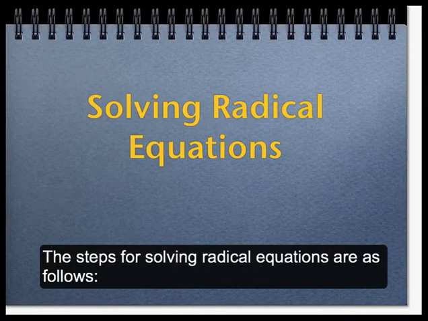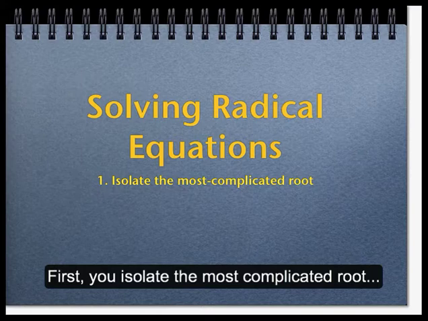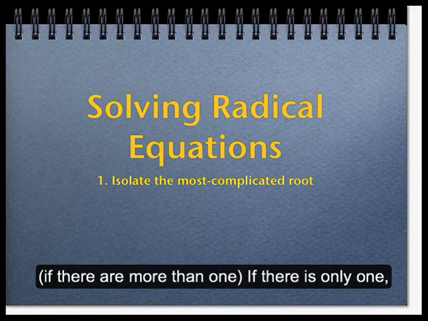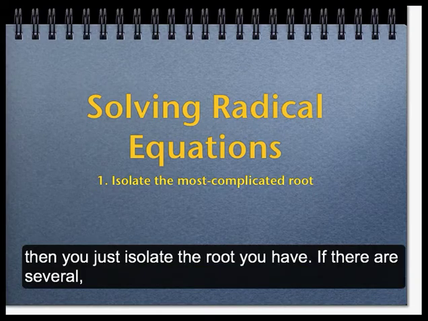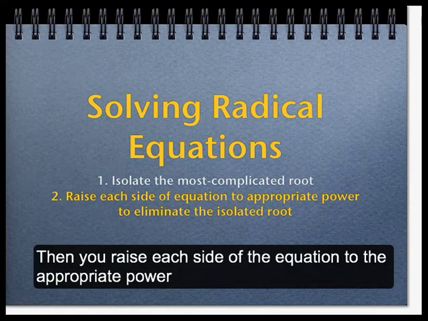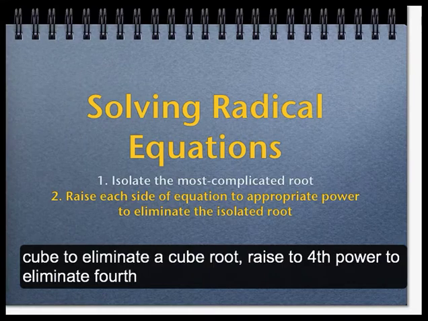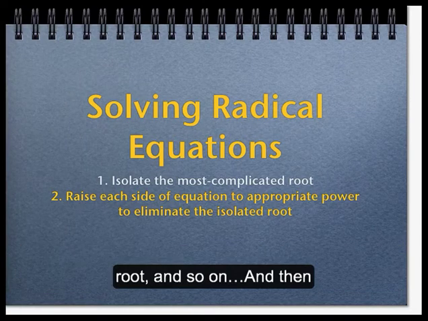The steps for solving radical equations are as follows. First you isolate the most complicated root if there's more than one. If there's only one, then you just isolate the root that you have. But if there's several, you isolate the most complicated one. Then you raise each side of the equation to the appropriate power that eliminates the root. So if you have a square root, you square both sides to get rid of it. If you have a cube root, you raise each side to the third power. If you have a fourth root, you raise it to the fourth power, and so on.